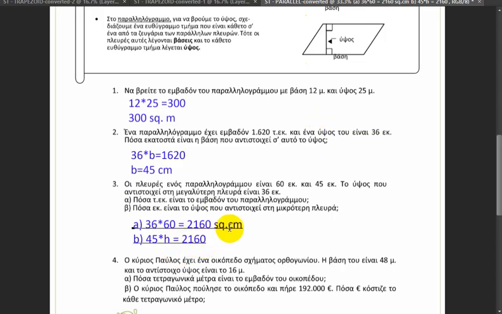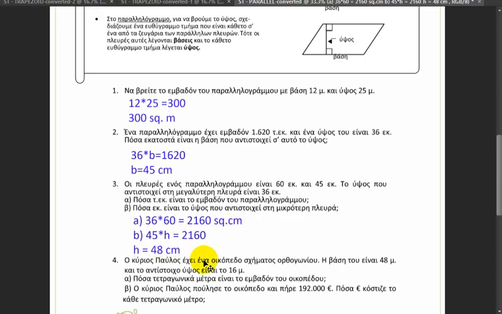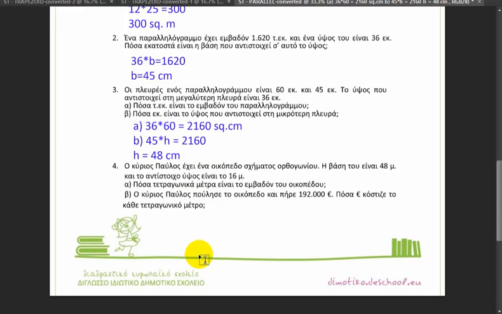So here again, I have an equation where my unknown is h in this case. And how do I solve this equation? I divide both sides by 45. So we get that h is equal to 2,160 divided by 45, which gives us 48. So the height in this case would be 48 centimeters. And there you go, that's how I solved that one.